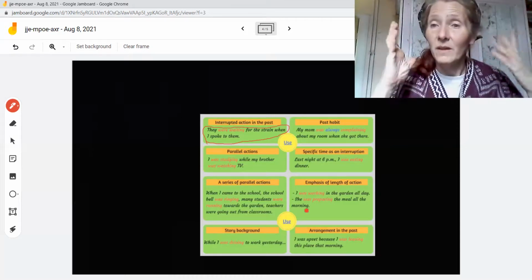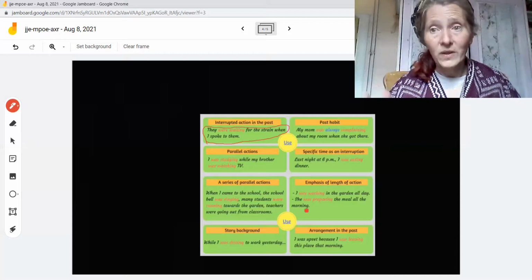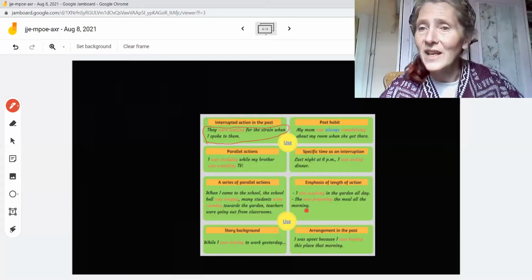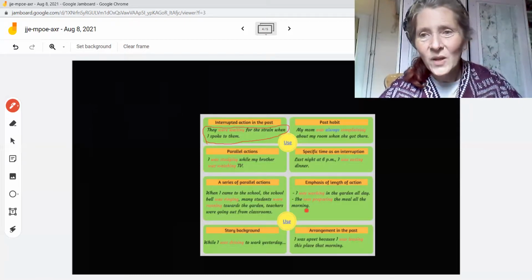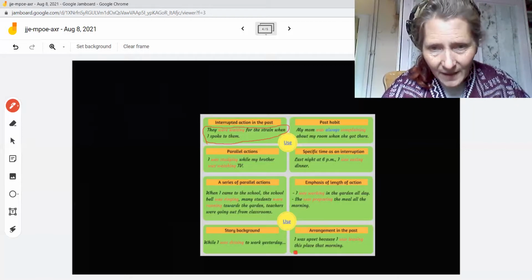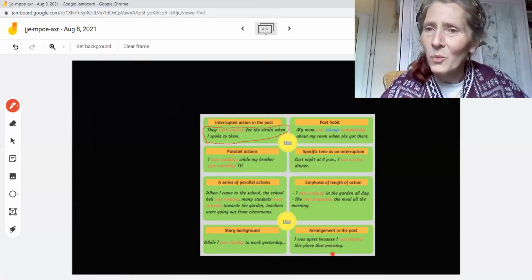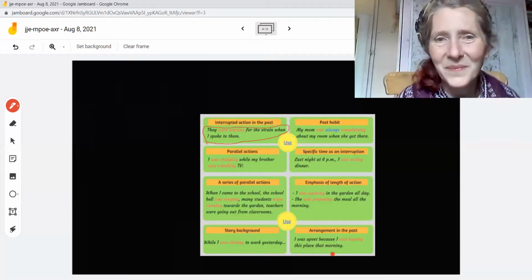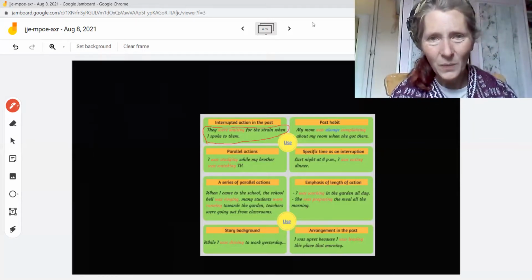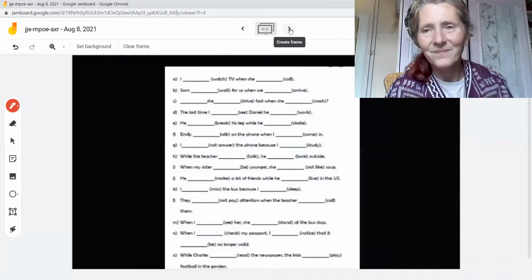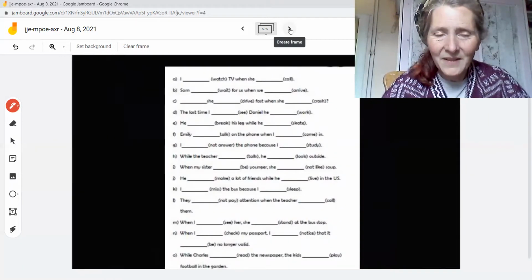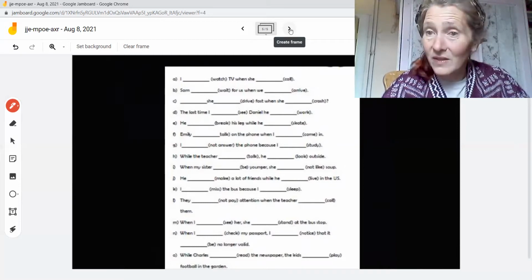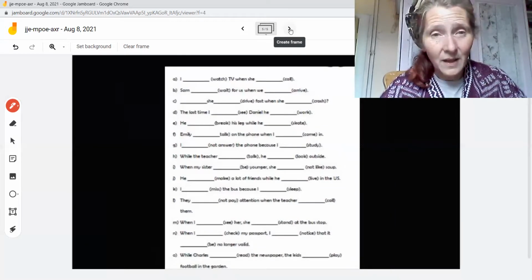Story background, again, lots of stories begin with the continuous. While I was driving to work yesterday, there was an accident on the motorway. And then an arrangement in the past. I was upset because I was leaving this place that morning. Okay, so these are all examples of when we can use the past continuous. All right, so let's have some practice. Okay, we won't go through all of these, but this is just practicing forming the past continuous.